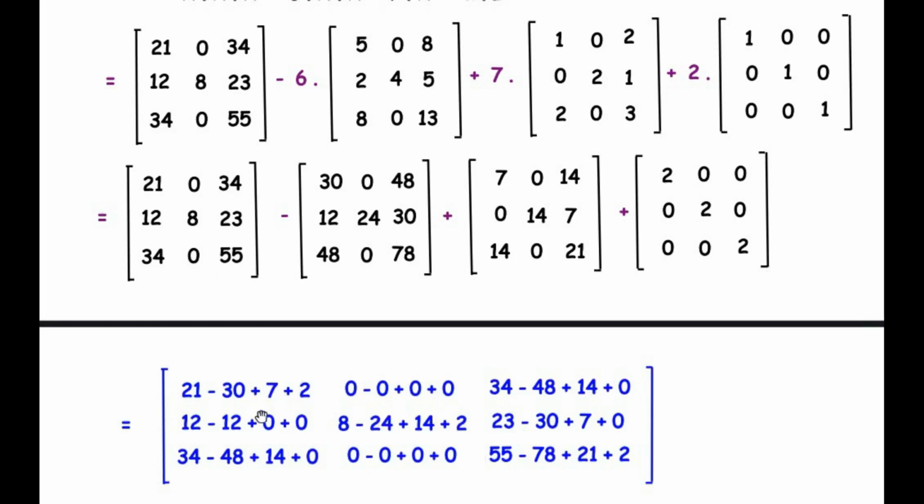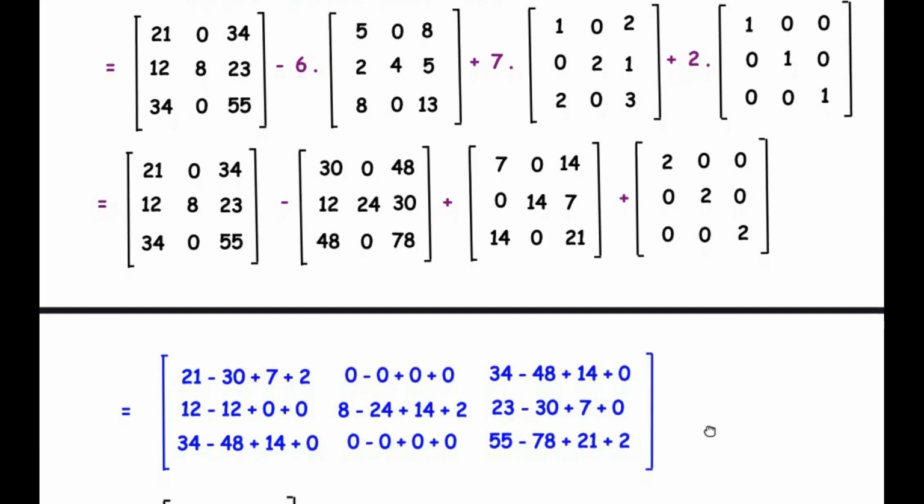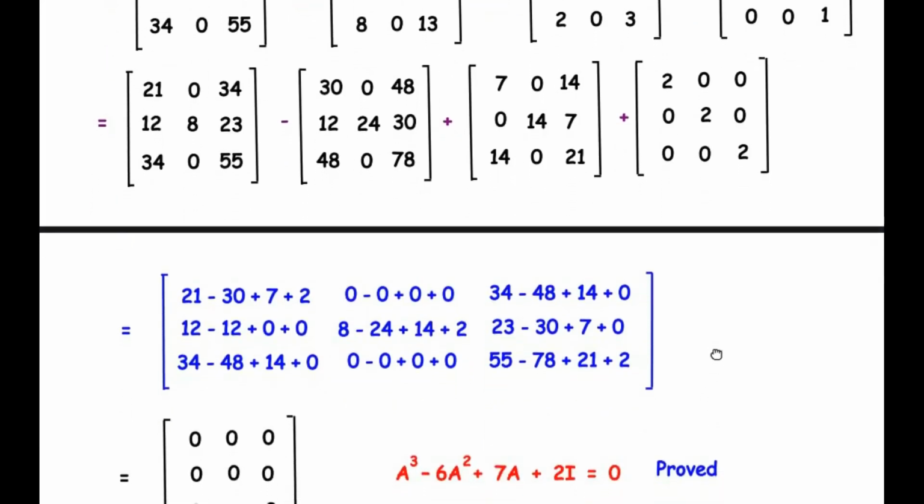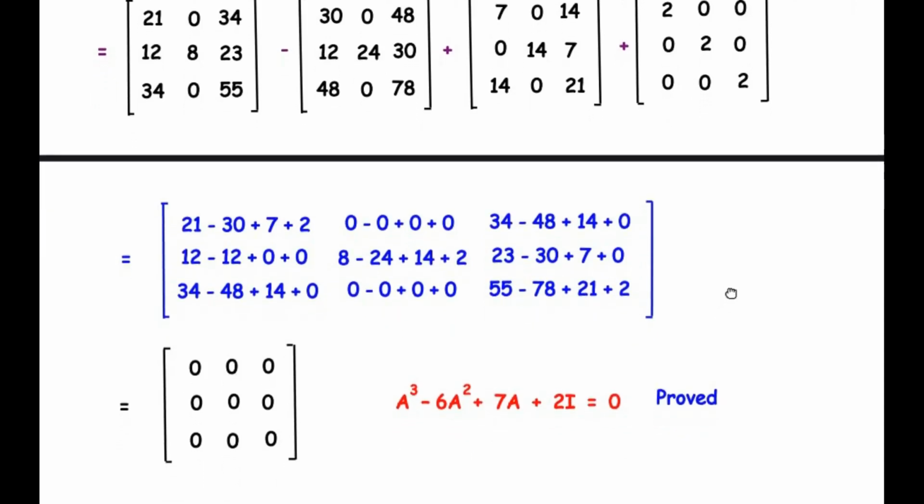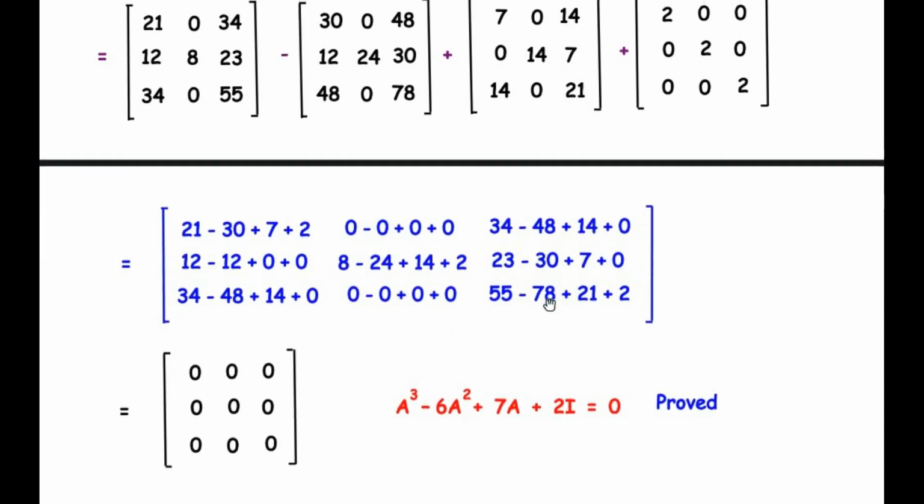Now adding and subtracting each element, we get the value as 0, 0, 0, 0, 0, 0 and 0, 0, 0. So you can pause the video over here and check the values and see if you get a 0 matrix. A 0 matrix is one which has all of its elements as zeros. So this becomes a 0 matrix. So we have proved that A cube minus 6A square plus 7A plus 2I is equal to 0.